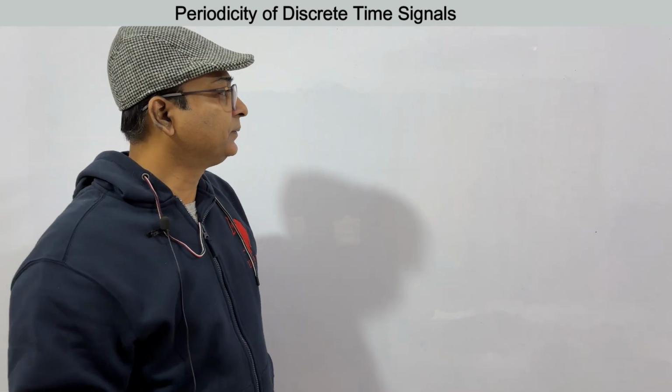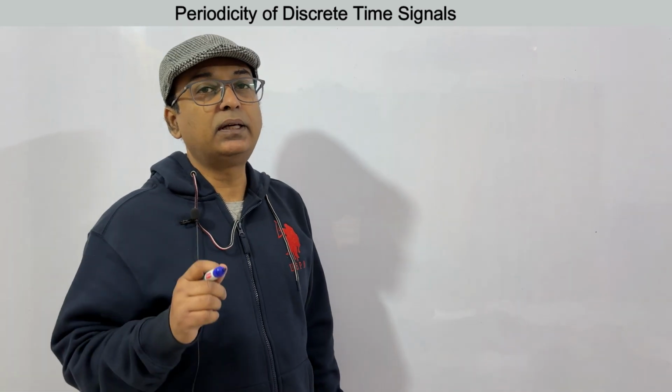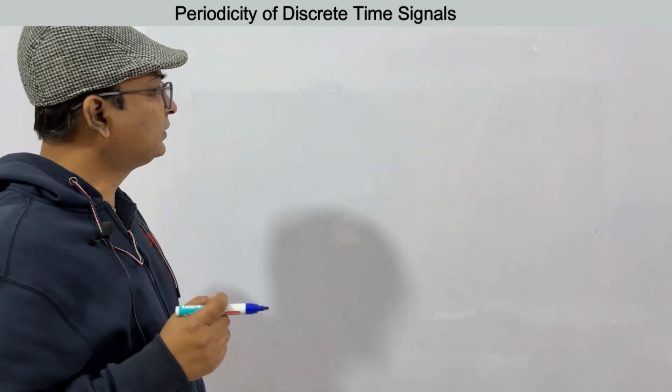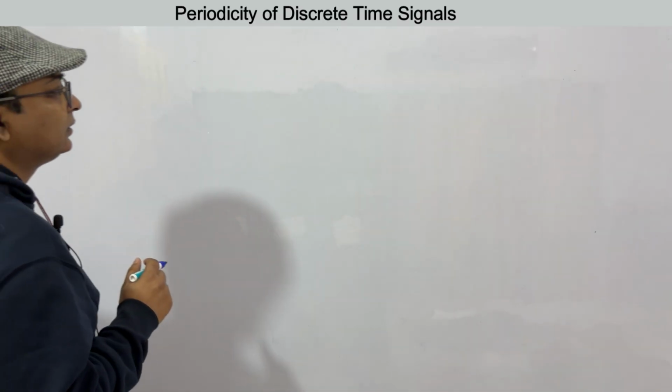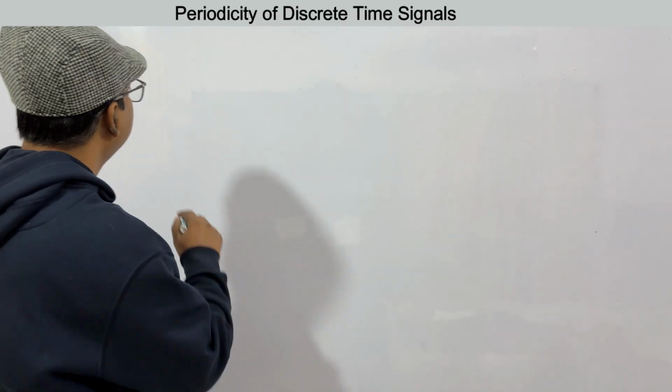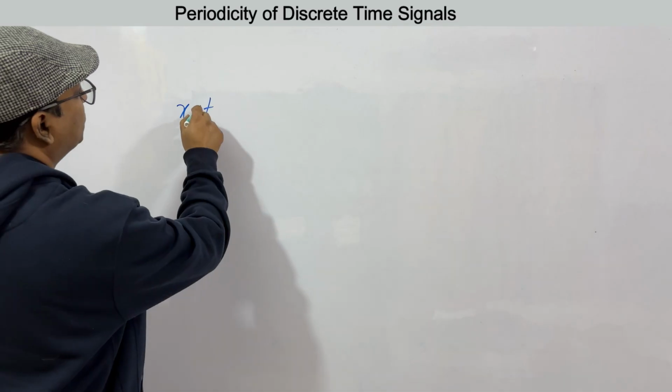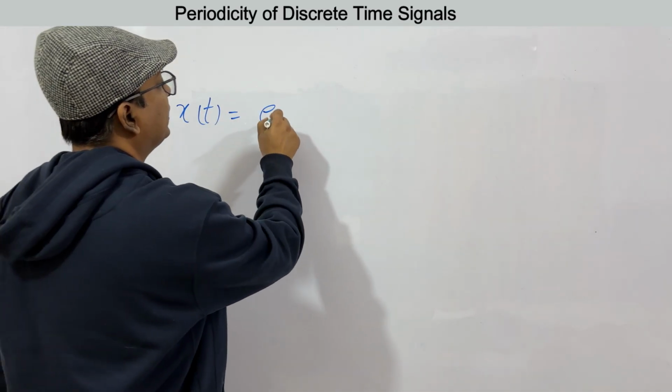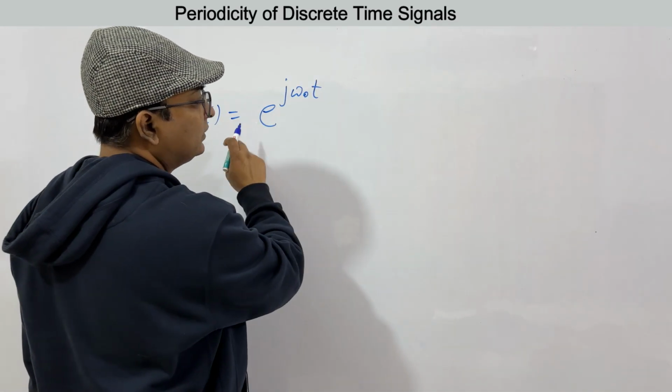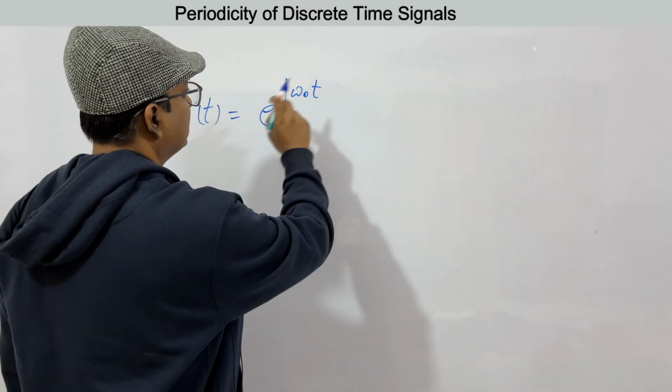So we'll understand the periodicity of discrete time signals. To understand it, just have a recap of what we had done in case of continuous time signals. If you remember, we expressed x(t) as e to the power j omega 0 t. C was taken constant and this was imaginary.